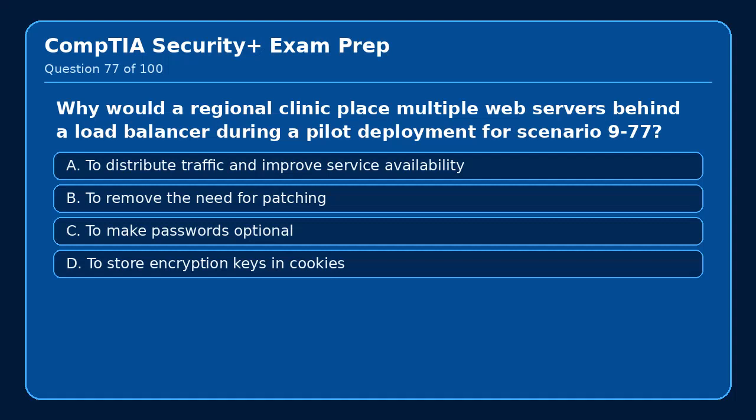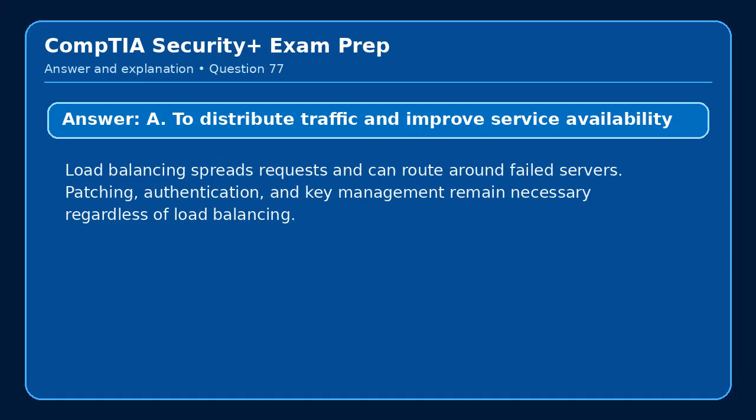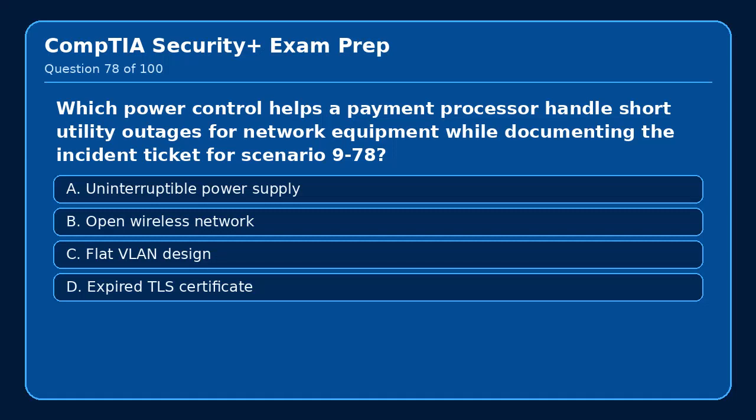Question 80. Which step reduces risk from vulnerable container images in a logistics company's registry before the production rollout for scenario 9-80? A. Store secrets in image layers. B. Scan images and rebuild from trusted base images. C. Run every container as privileged by default. D. Ignore image provenance. Take a moment to choose your answer. The answer is B. Scan images and rebuild from trusted base images. Image scanning and trusted rebuilds help remove known vulnerabilities and unsafe components. Privileged containers, ignored provenance, and secrets in layers increase compromise impact.